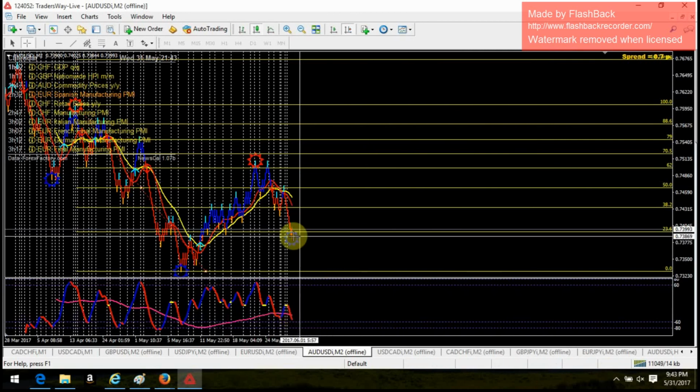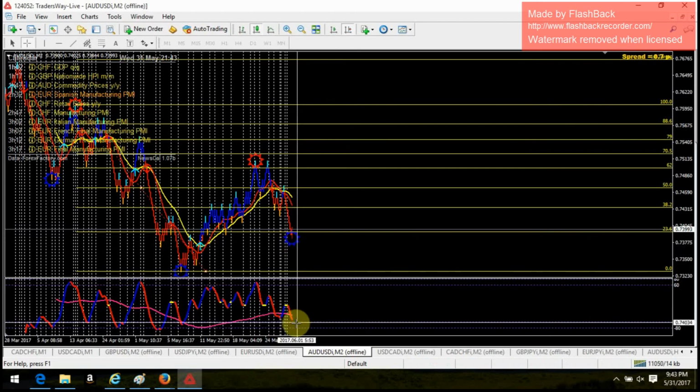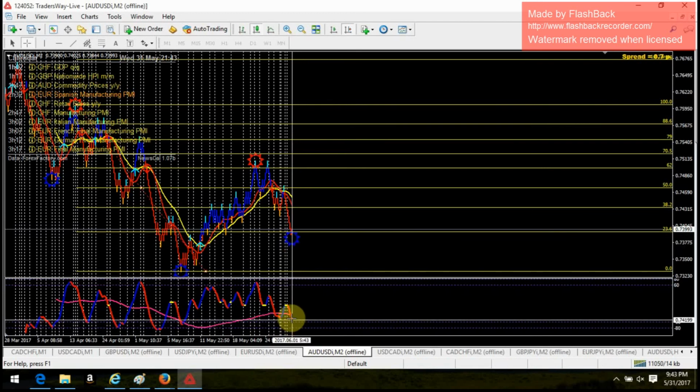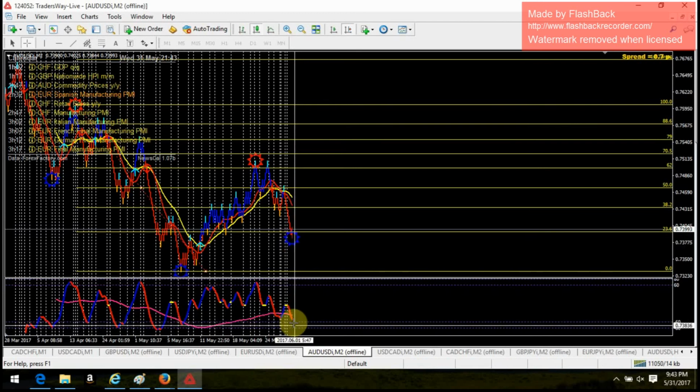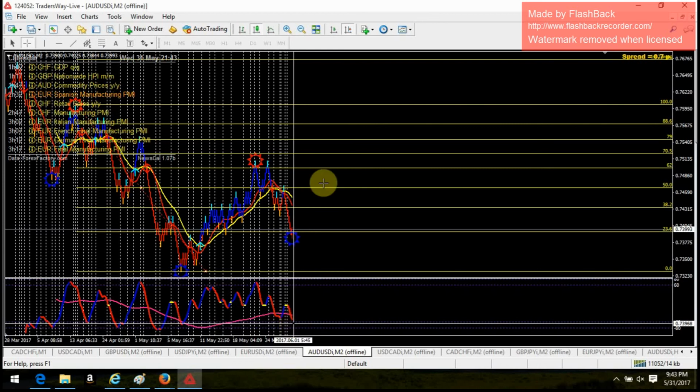However, if it continues to fall, I'm gonna wait until it enters the zone. Wait until that red line actually gets into the zone or touches it before I enter again.